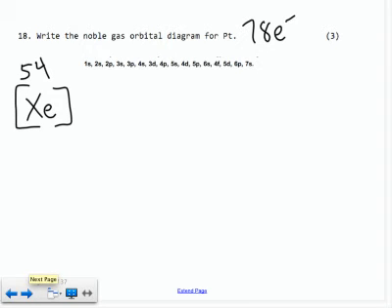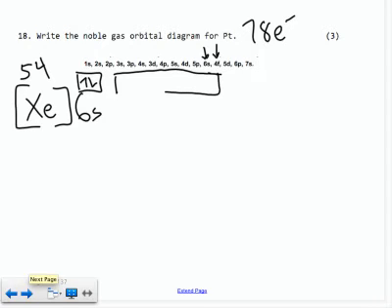The next thing in the sequence, if you look at platinum, it's in the 6th row, so it's going to be 6s with 2 electrons. Look up here, after 6s, the next sublevel is 4f. And remember, f can hold 14 electrons. It has 1, 2, 3, 4, 5, 6, 7 boxes.